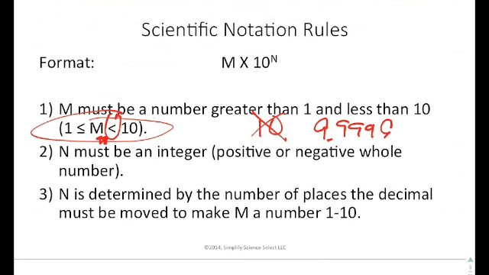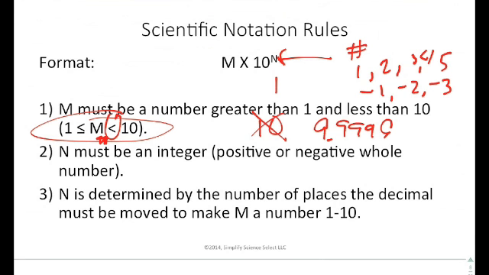The next thing you look at is n has to be an integer. We want this to be a whole number, like 1, 2, 3, 4, 5, or -1, -2, -3, but we do not want 1.5. At some point we'll use those in terms of math, but that's not what we're looking for when we talk about scientific notation. And finally, n is determined by the number of places the decimal must move in order to make it a number between 1 and 10.